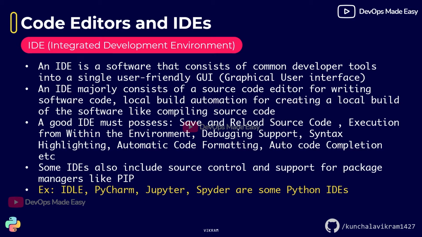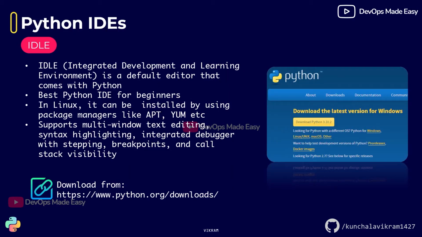Some of the IDEs include the standard Python IDLE, PyCharm, Jupyter, Spyder. These are some of the famous integrated development environments for Python. IDLE stands for Integrated Development and Learning Environment, which is a kind of default editor that comes with your standard Python installation. And this is the best Python IDE available for beginners. It supports multi-window text editing, syntax highlighting, and an integrated debugger with stepping. You can also put some breakpoints to check your code, and you can also see complete call stack visibility. That means the complete stack can be visualized in the IDLE itself, in case you want to debug your source code.